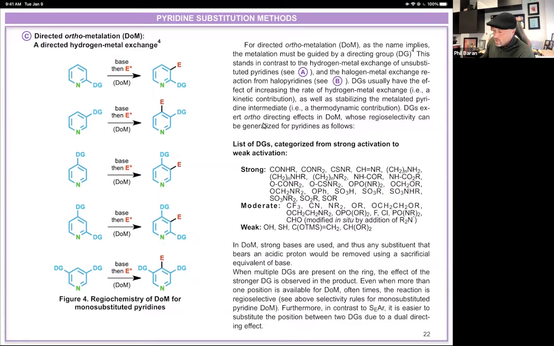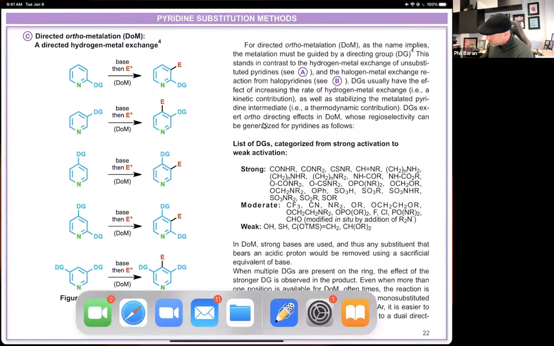And then there are some very strong, I call them sneaky-like, directing groups that are really, really good. For instance, the NH-Boc on a pyridine is a great directing group for lithiation. And in terms of selectivity, the directing groups always win over the nitrogen. So the nitrogen in a pyridine is not a great directing group. You can use it to control relative kinetic or thermodynamic deprotonation, but if you've got a directing group, that's where your eye should go. Focus on that when you think about the selectivity.